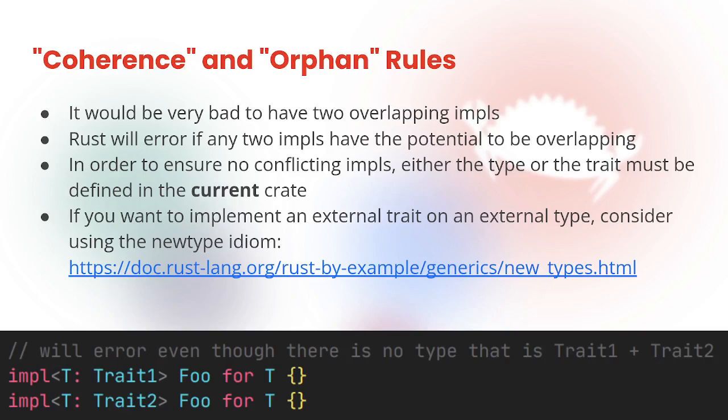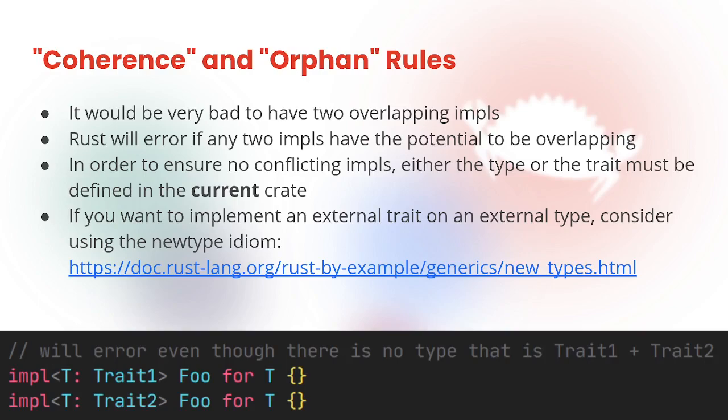Also, this is known as a blanket implementation because you're implementing a trait for every type that already implements a trait. So yeah, that's kind of interesting. And then in order to ensure that there are no conflicting implementations, either the type or the trait must be defined in the current crate.